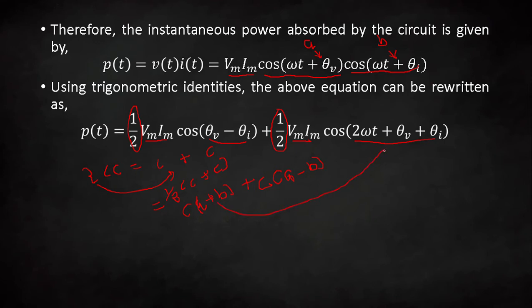You can see this term right here. Okay, so I think this part is clear to you. The 1 by 2 is there just because we are dividing this equation by 2 on both sides. Vm and Im are constant. Cos, because it will be C plus C only, so cos (A plus B), that is 2 omega t plus theta v plus theta I. So this part is clear.